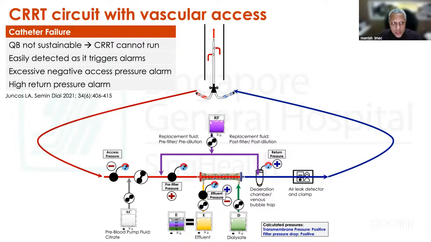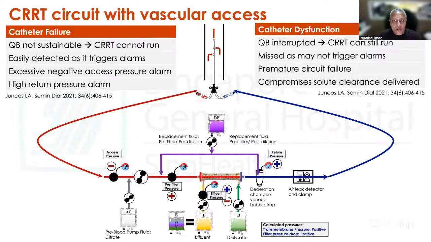So in any situation where there is either access or a catheter failure, which means that we are not able to sustain a required blood flow through the catheter, and therefore we cannot run the CRRT, or even if there is a catheter dysfunction, wherein we may access the blood flow, but the blood flow is very interrupted, the CRRT may still run, but of course the efficiency of the CRRT will be severely compromised. In any one of these scenarios, it is very apparent that we will not be able to deliver a good CRRT with the desired efficacy of the CRRT.